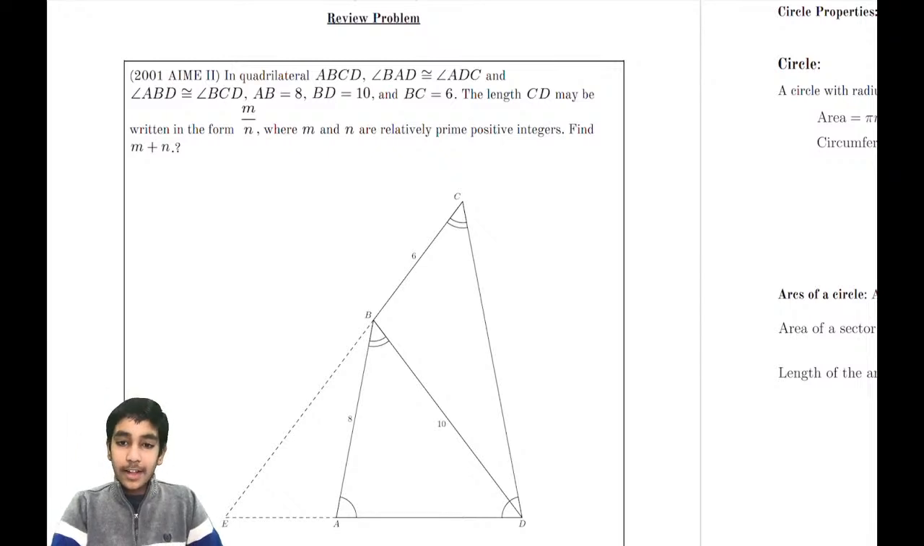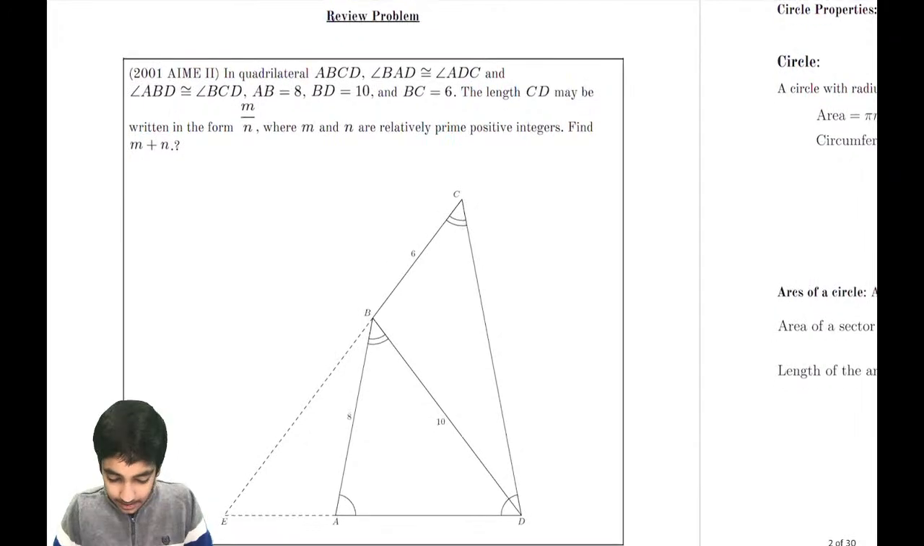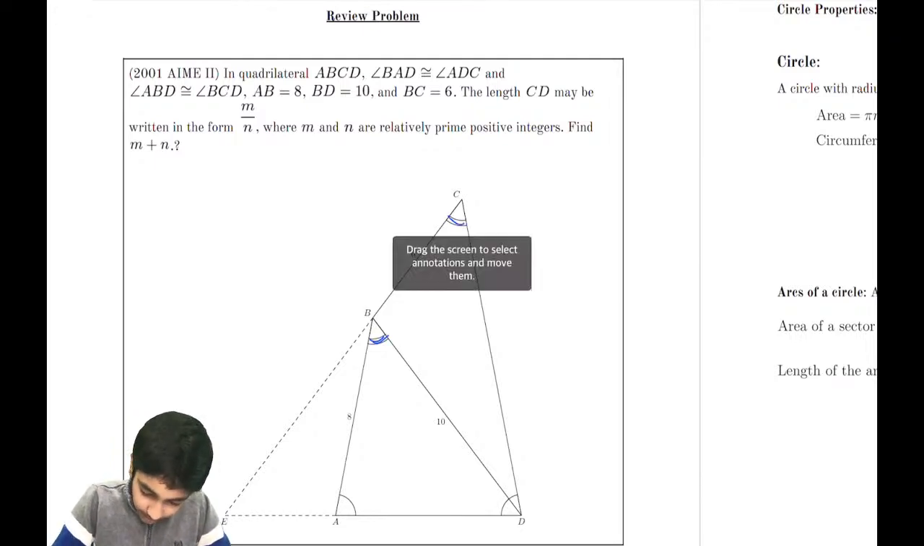Nice application of similar triangles. So basically, we have this quadrilateral where AB is 8, BD is 10, and BC is 6, and we want to find the length of CD, this obscure length. And we also know that these angles, the diagram already marked it for me, which is nice, these blue angles are equal, and these red angles are equal.